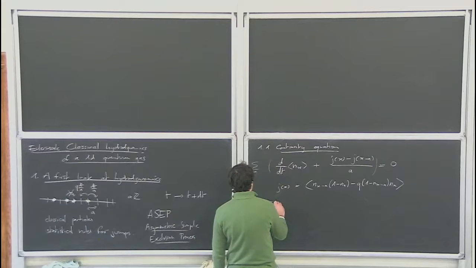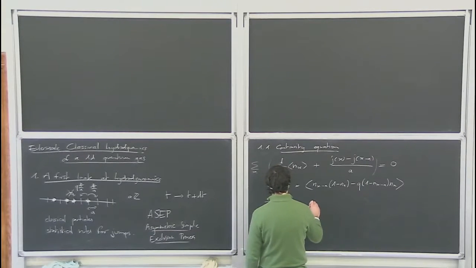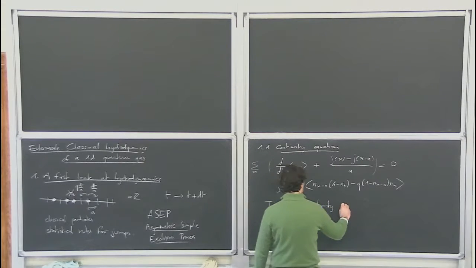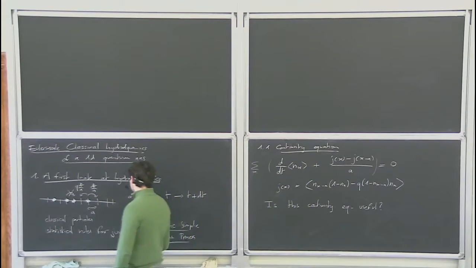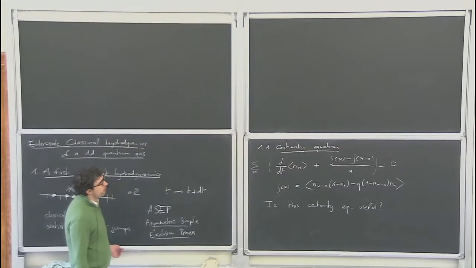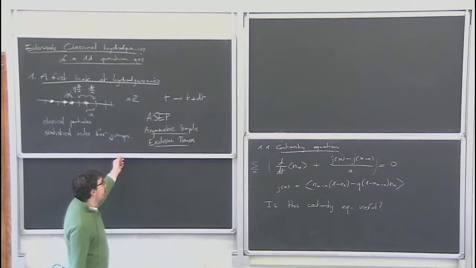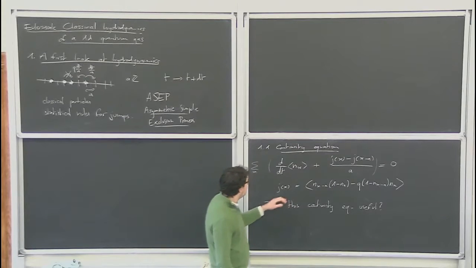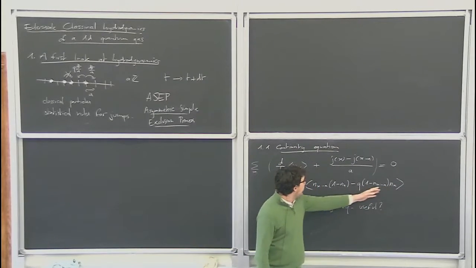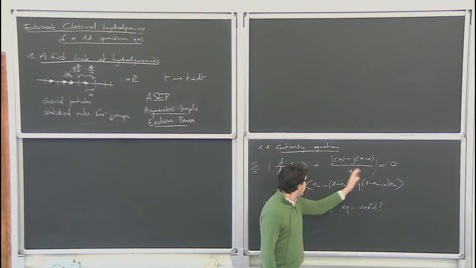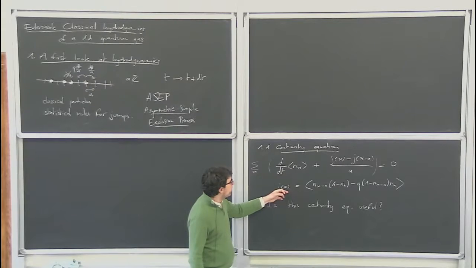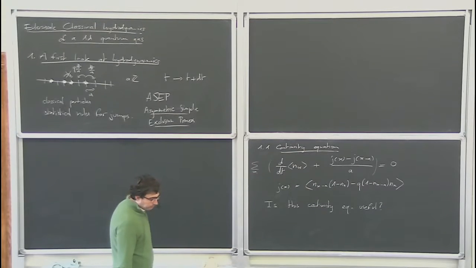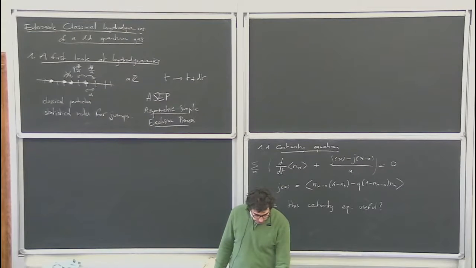Now the question is, is this useful? Is this continuity equation useful? If you just have the continuity equation, then the answer is not really, because if you want to calculate the current, then you still need to know in what state to evaluate this expectation value here, and that's typically very complicated. If you want to write the current explicitly, then at this point you still need to solve the full many-body system. So even though it's classical, this is really hard. So at this point, this is kind of useless.